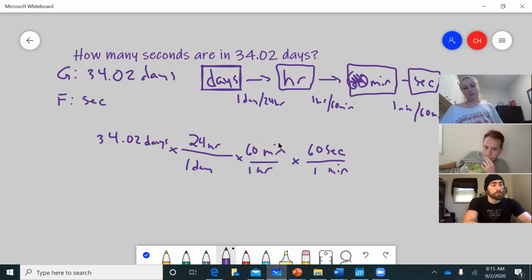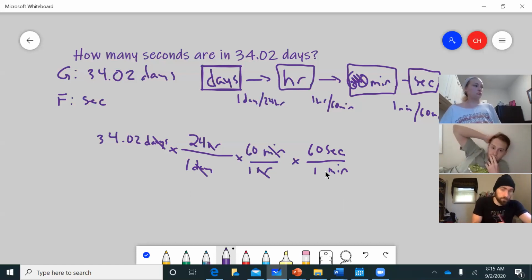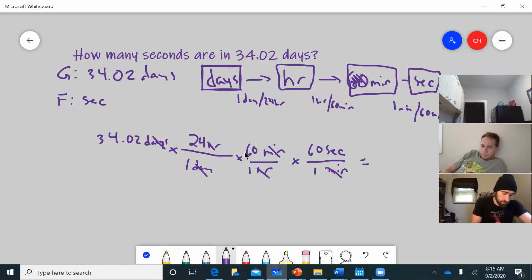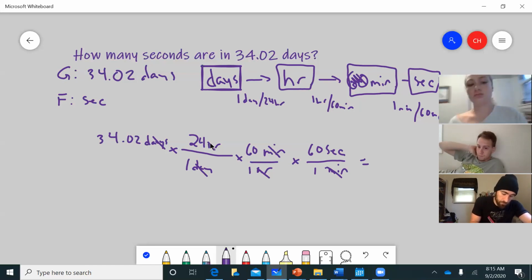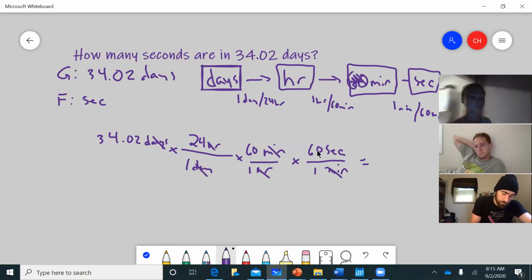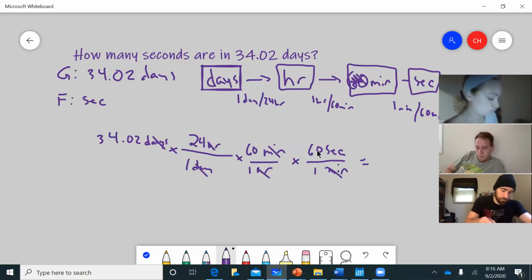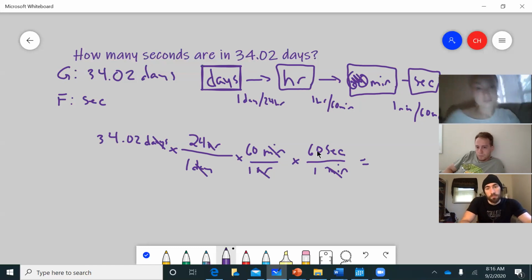And the way that I've set this up is that this will cancel with this, then this cancels with this, cancels with this, and the only thing left is the desired unit that I wanted, seconds. So then I can just plug it into my calculator, and I don't have to think, oh, so am I multiplying by 24 or am I dividing by 24? Am I multiplying by 60 or am I dividing by 60? I just let the dimensional analysis say, hey, everything actually is sitting on the top for this one, so we multiply. So 34.02 times 24 times 60 times 60.